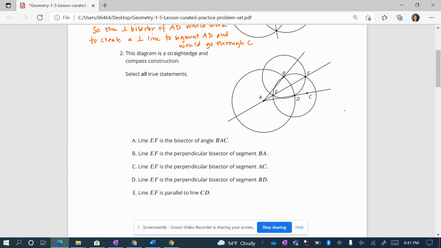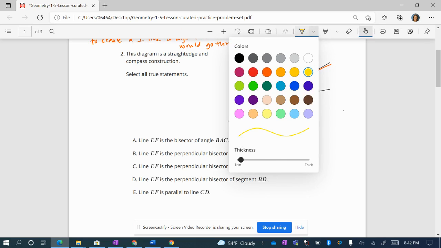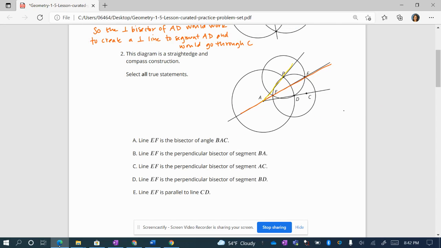Okay. Number 2, here's another diagram. It's a straight edge and compass construction. Select everything that's true. Is line EF the bisector of angle BAC? Yes, it appears as such. It looks like this is the exact construction we did in class to bisect an angle. I'm going to say yes.